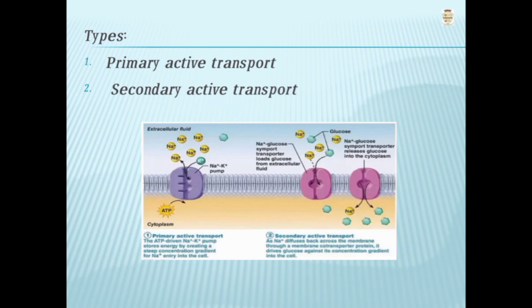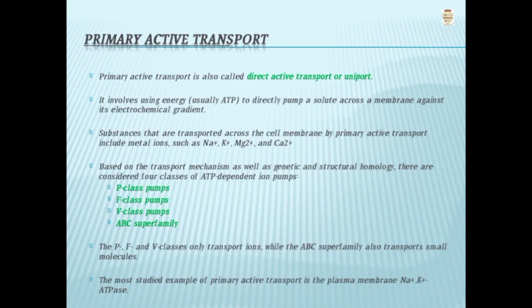There are two types of active transport: primary and secondary. Primary is also called direct active transport or uniport. It involves using energy directly to pump a solute across a membrane against its electrochemical gradient. The various kinds of pumps used in such a mode of transport are P class, F class, V class, and ABC superfamily. The P, F, and V classes transport ions only, while the ABC superfamily transports small molecules too.